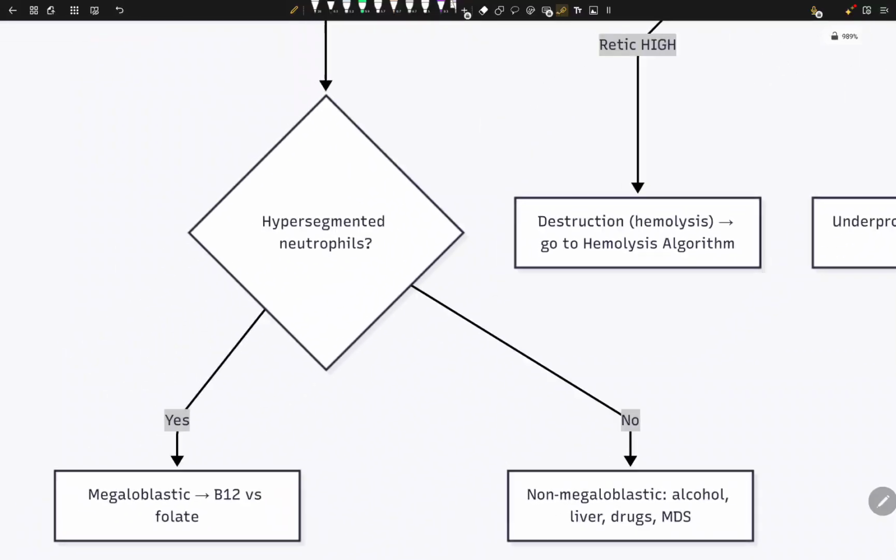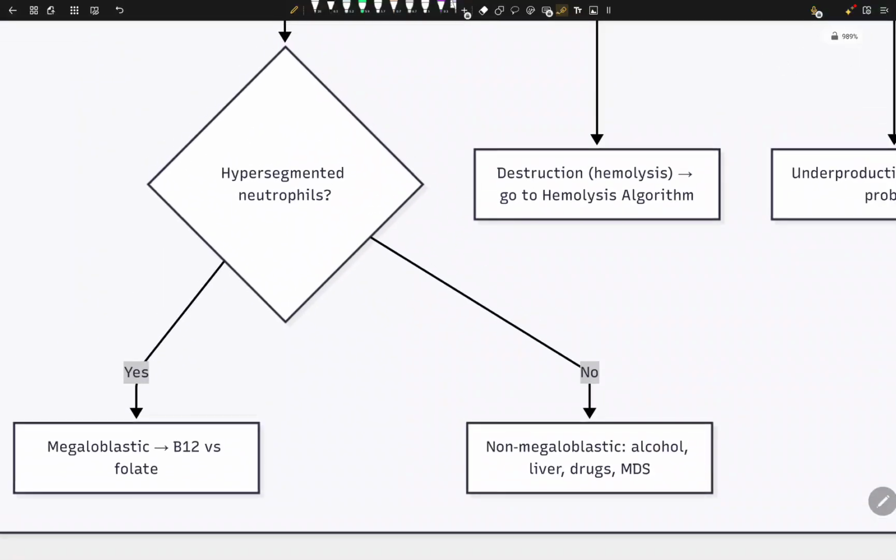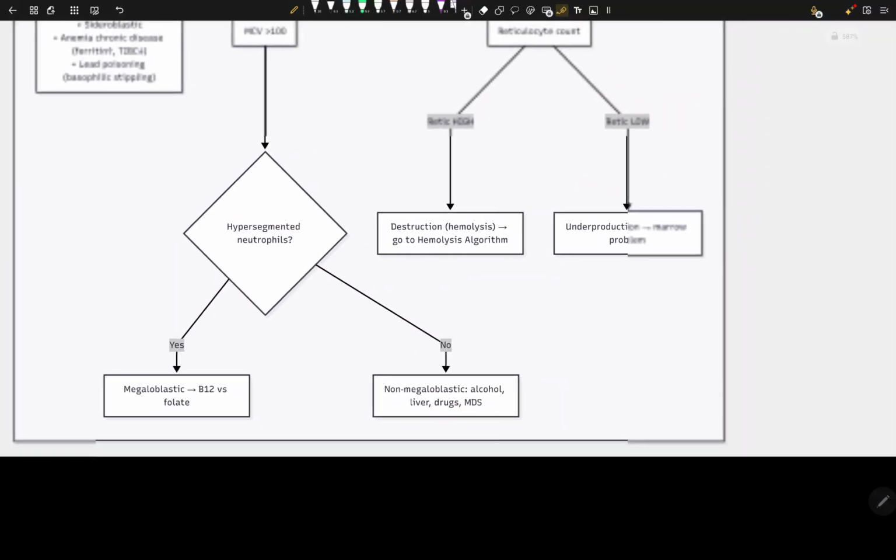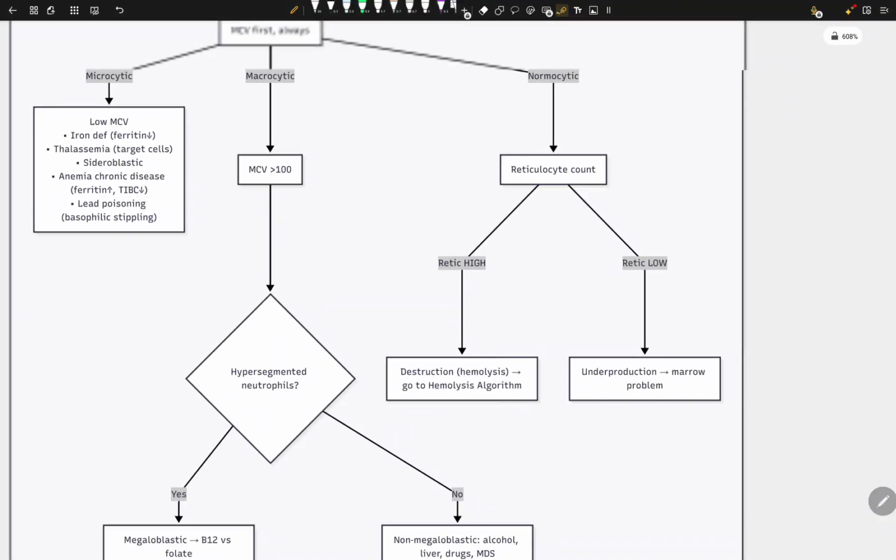When I want to think about megaloblastic, non-megaloblastic, I want to look at neutrophils, right? If they are hypersegmented, if they are immature, megaloblastic. They are not immature, they are mature, it means it's a non-megaloblastic. Okay, that's a good sign to think. That's a good way to think, right?